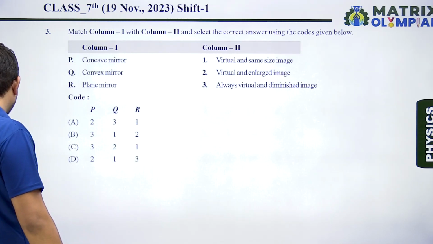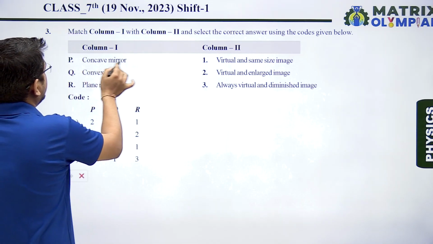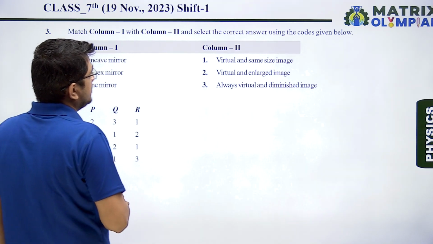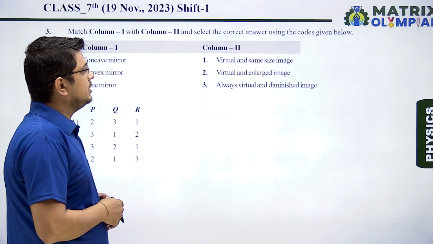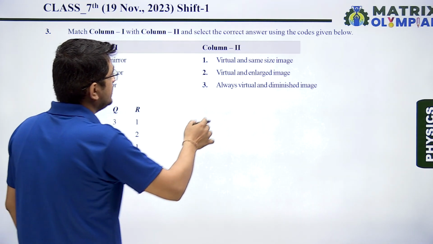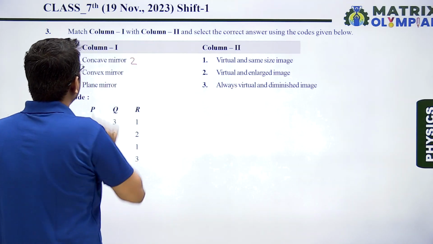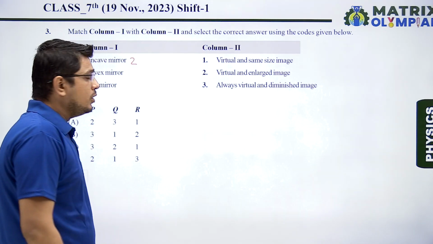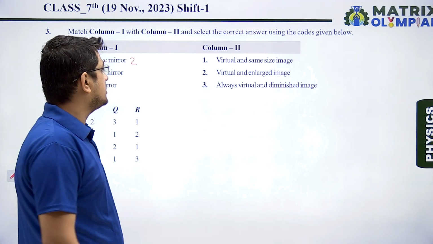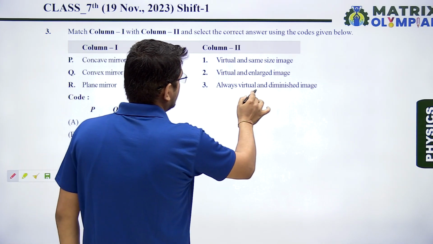Question number 3. In this we have to match the column 1 with column 2. So we can see concave mirror. We know that concave mirror may form a virtual image, but in that case the size of image is large. So we'll see virtual image and enlarged size. That means for P I will write 2. Convex mirror, it also makes a virtual image, but it is diminished in size. So for this I will write always virtual and diminished image.